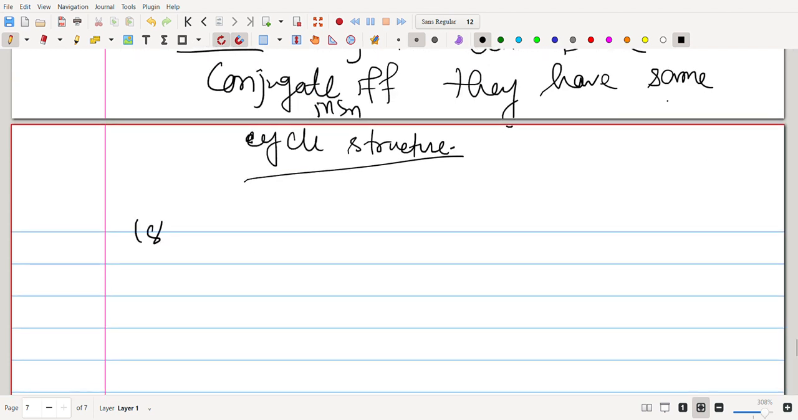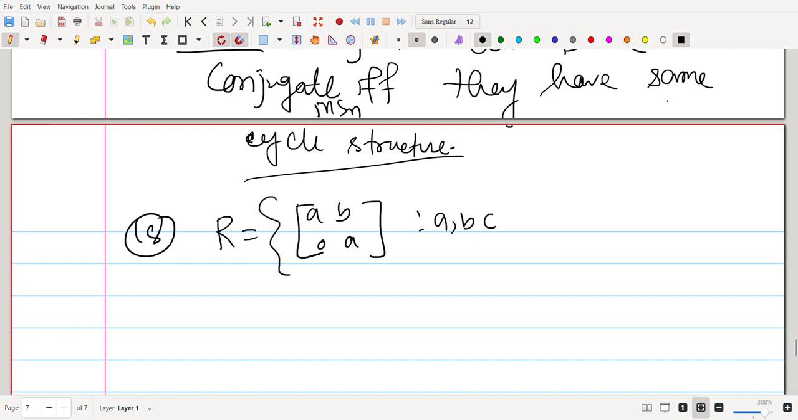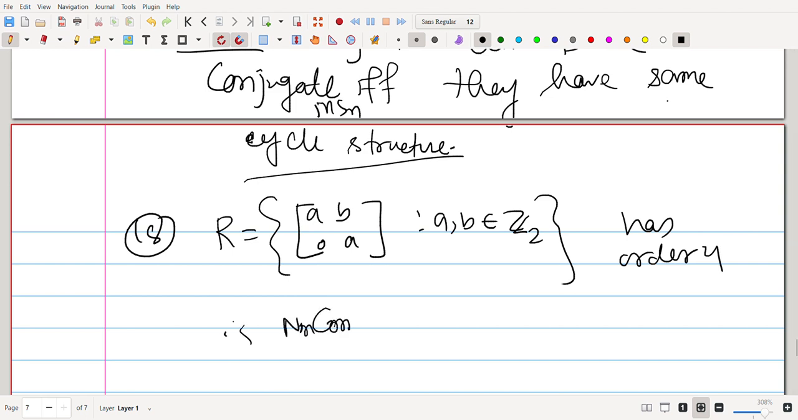Problem number 18. Every non-commutative ring has at least 10 elements. Not so, you can find, say, the matrices with entries a, b in Z2, which has order 4 and is non-commutative. This is an example. Okay.